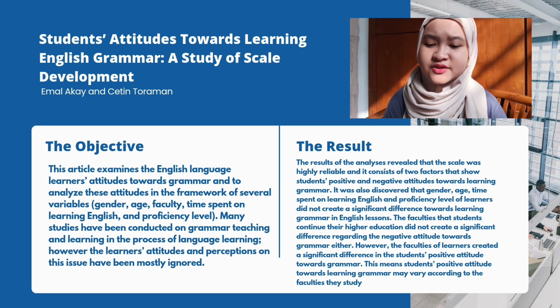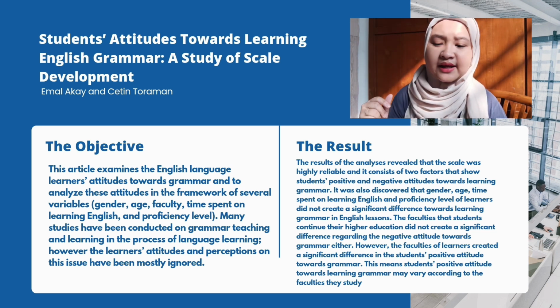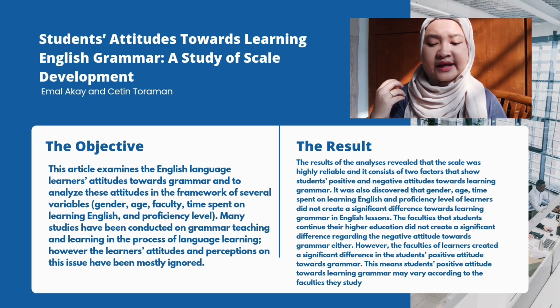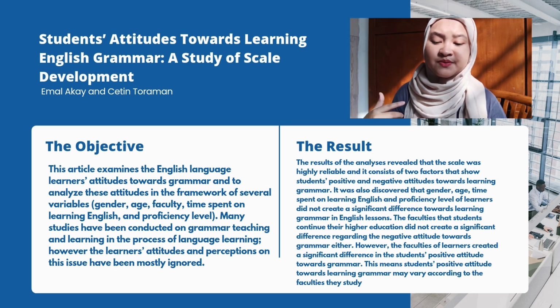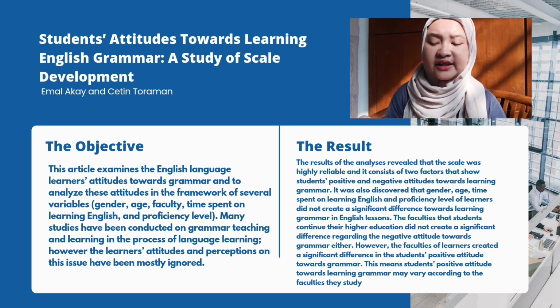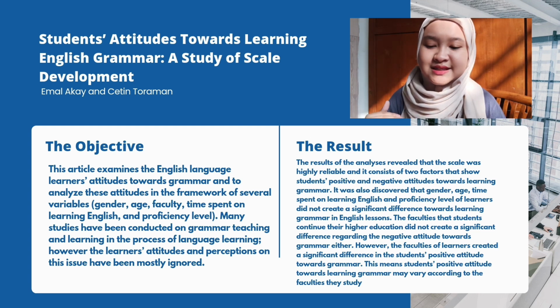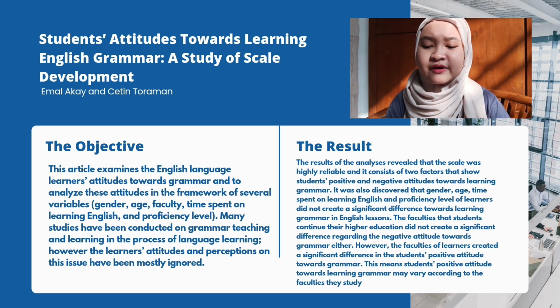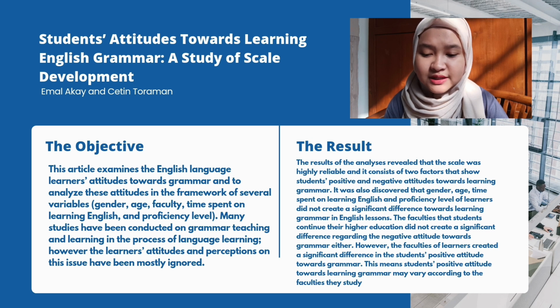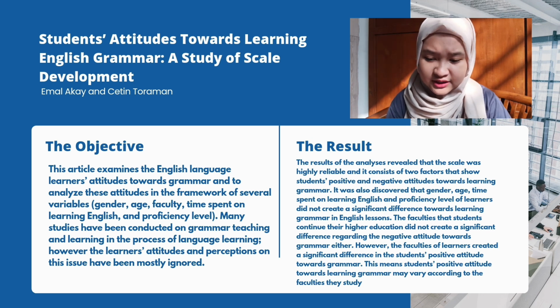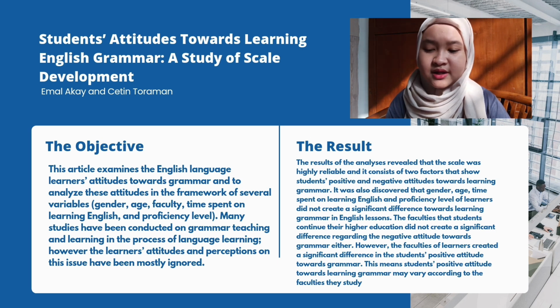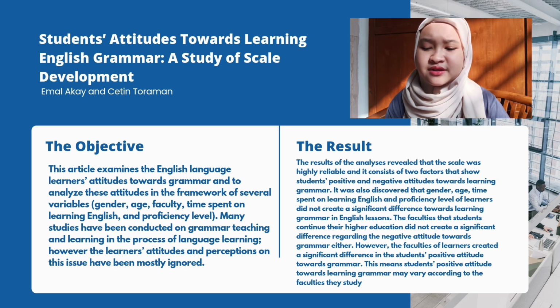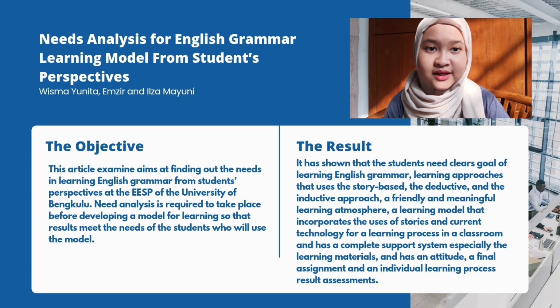The result of this study revealed that the scale was highly reliable, and it consists of two factors that show students' positive and negative attitudes toward learning grammar. It was also discovered that gender, age, time spent on learning English, and proficiency level of learners did not create a significant difference toward learning grammar in English lessons. The faculties that students continue their higher education in did not create a significant difference regarding the negative attitude towards grammar either. However, the faculties of learners created a significant difference in the students' positive attitude towards grammar. This means students' positive attitudes towards learning grammar may vary according to the faculties they study.